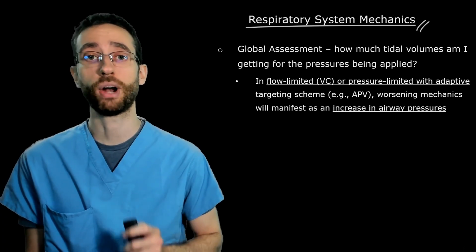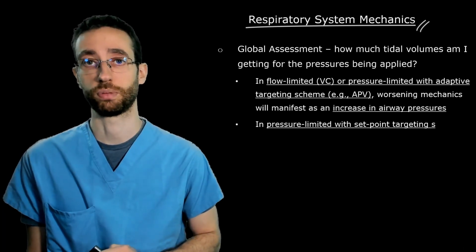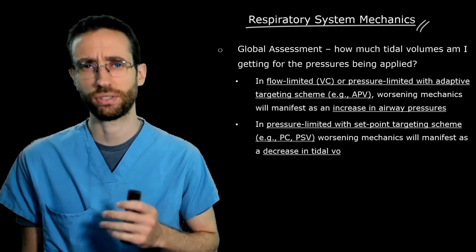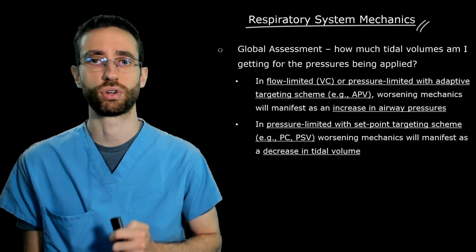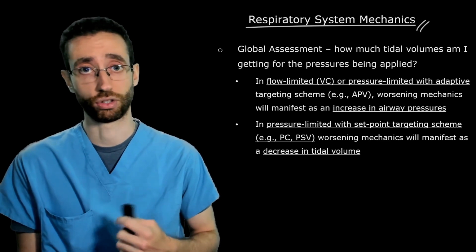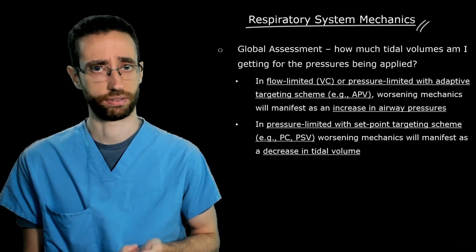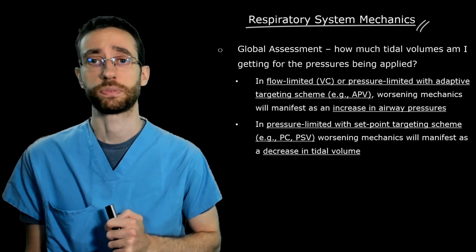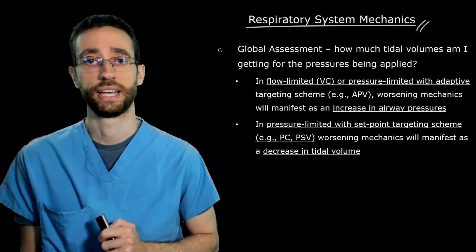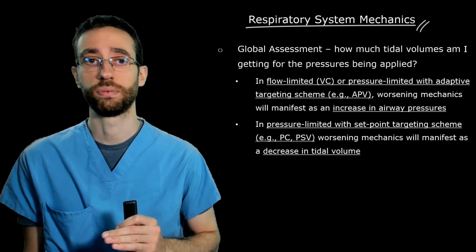What if I'm on a pressure-limited mode where we set the pressure above PEEP to be delivered? Would you expect to see an increase in peak pressures in a patient ventilated in pressure control, say if they develop a tension pneumothorax, a condition that will decrease their compliance? No, right? What would you expect to see instead? Well, you would expect to see a drop in tidal volumes, as the set pressure will deliver lower volumes to a lower compliance system.